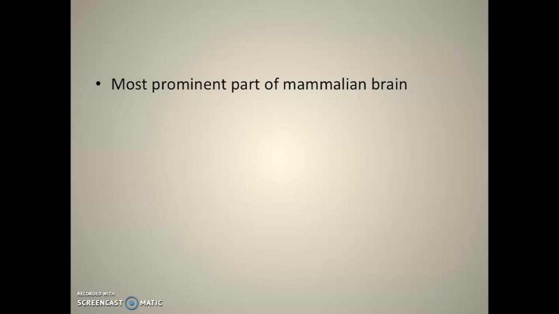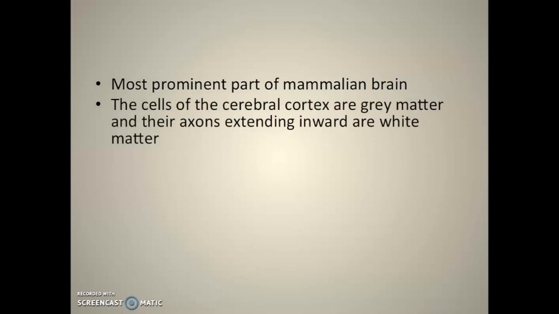The cerebral cortex is basically the most prominent region of the mammalian brain. So that is one region that distinguishes us from the other species around us. So that is one important point. The next thing is the cells of the cerebral cortex are the gray matter and then the white matter. Gray matter consists of a rich collection of neurons and their fibers. Extension is basically the white matter.